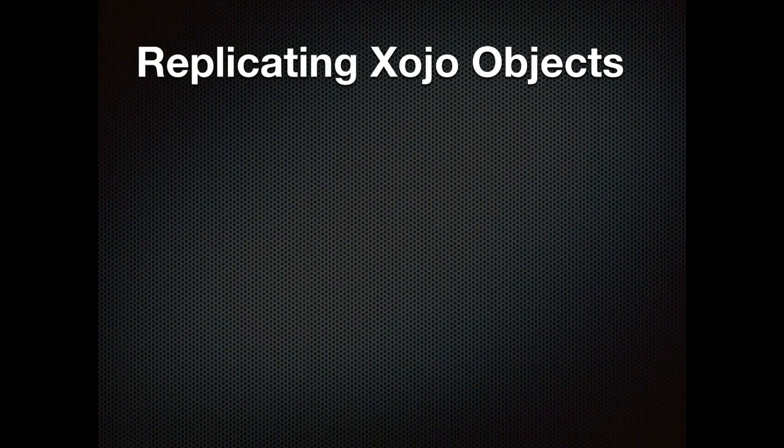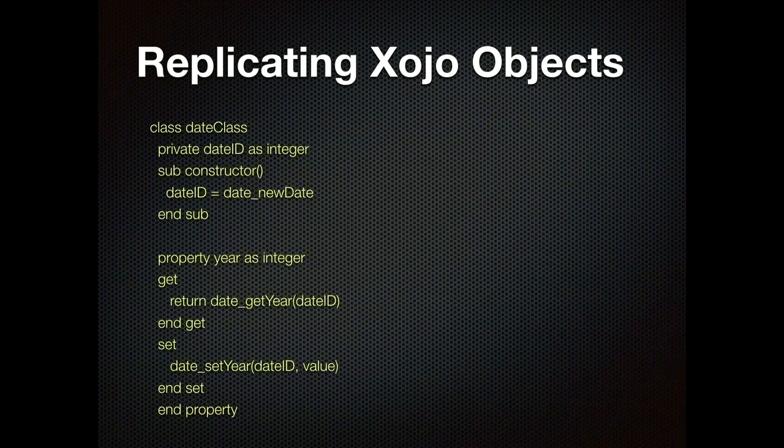Now something much more complicated. We'll start with a simple example. I've actually got two examples about this that I'll show, but it is replicating Xojo objects. We mentioned before how you can't use things like a date class in Xojo. XojoScript doesn't know what date is, right? That's a part of the framework.